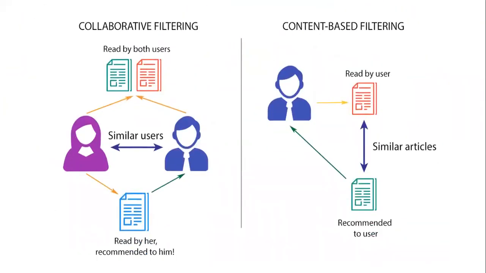Collaborative filtering and content-based filtering. Collaborative filtering is a method of making automatic predictions, that is, filtering, about the interests of a user by collecting preferences or information from many users, that is, by collaborating the information. The underlying assumption of the collaborative filtering approach is that if person A has the same opinion as person B on an issue, A is more likely to have B's opinion on a different issue than that of a randomly chosen person.